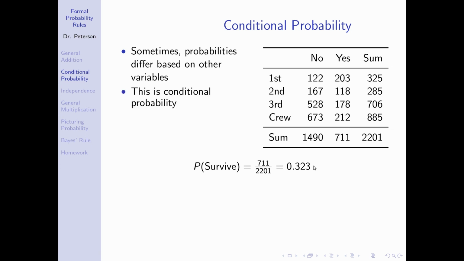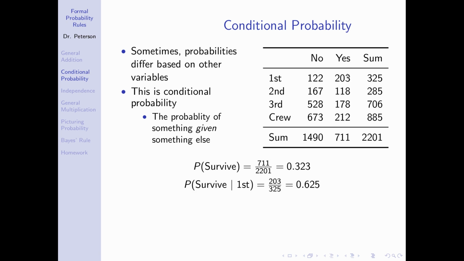What we're interested in though is the conditional probability, which is the probability of something given something else. So first we might be interested in the probability of surviving given that you're in first class. So we're going to limit ourselves down to just this first class row and calculate our probability as 203 divided by 325, about 2 in 3.